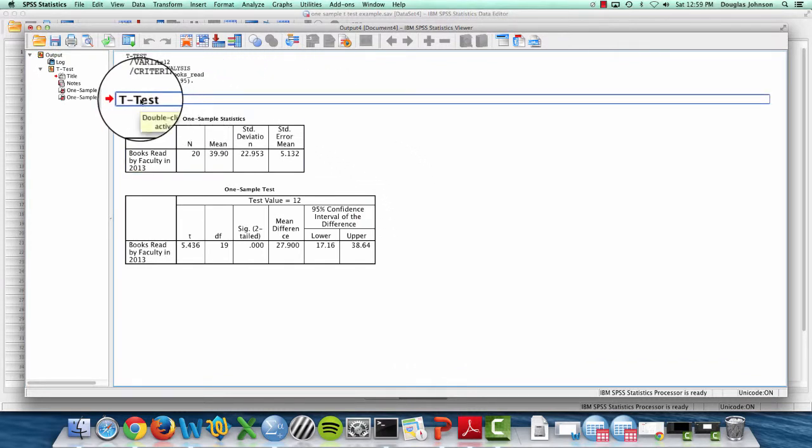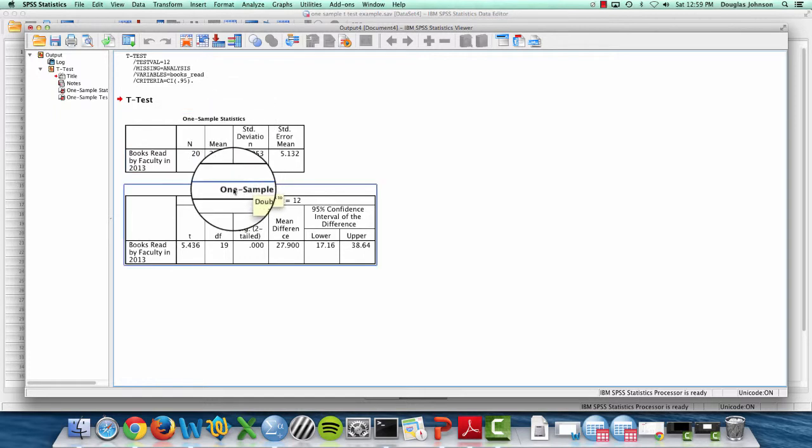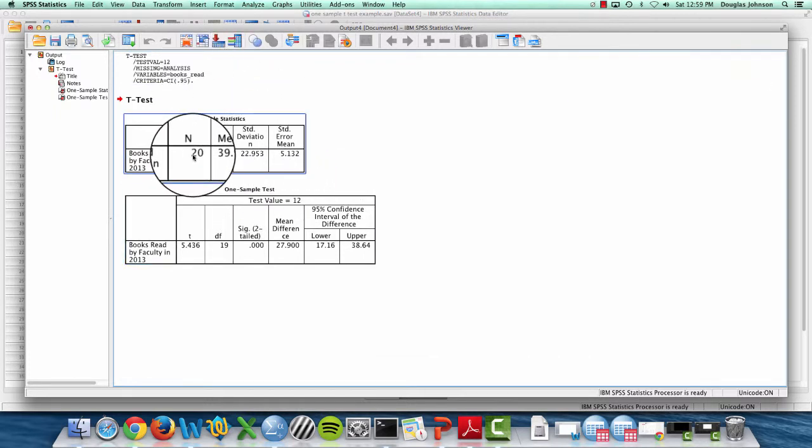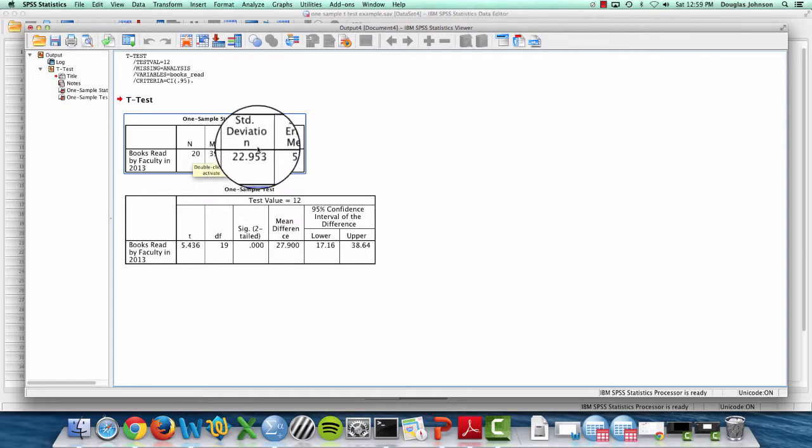It tells us what procedure it ran, one sample statistics, and tells us we're doing a one sample t, with 20 values in the data set. The mean is 39.9 books read each year, standard deviation 22.95. This in SPSS is the sample sum of squares divided by n-1 and then the square root of that value. Here's the standard error of the mean.